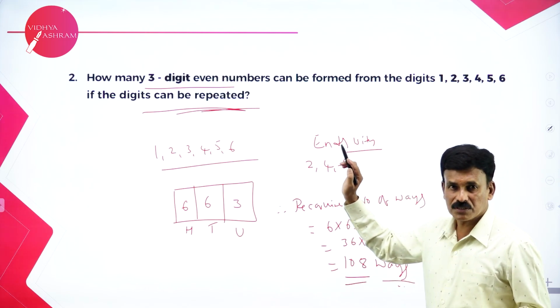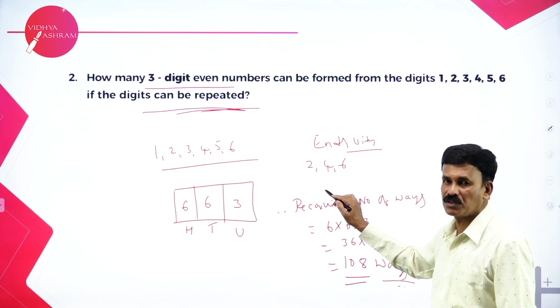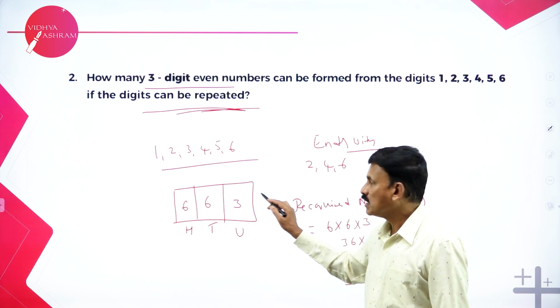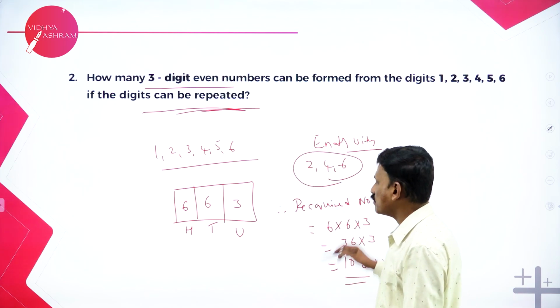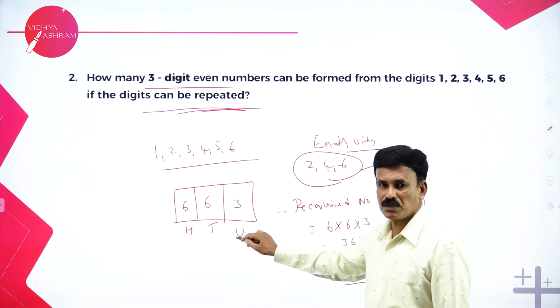Since the given problem contains 2, 4, 6 as the even numbers, there are 3 even numbers. So to get a 3-digit even number, it should end with any one of these 3 even numbers: 2, 4 or 6. So the unit place can be filled in 3 ways.